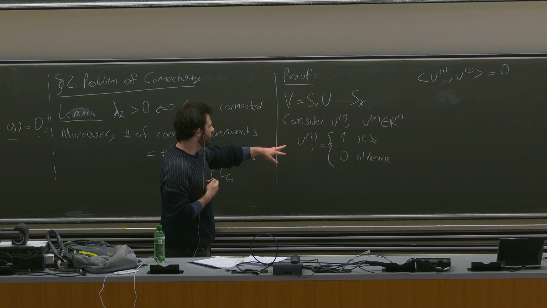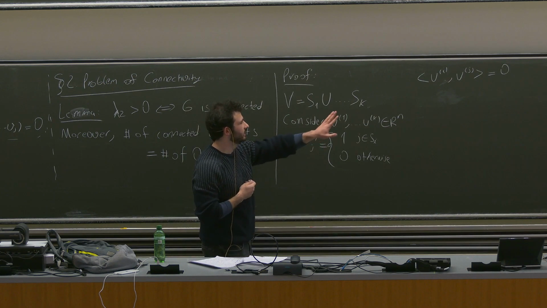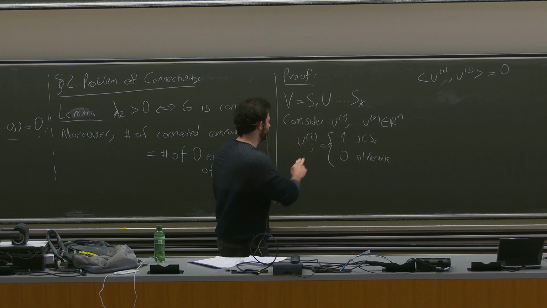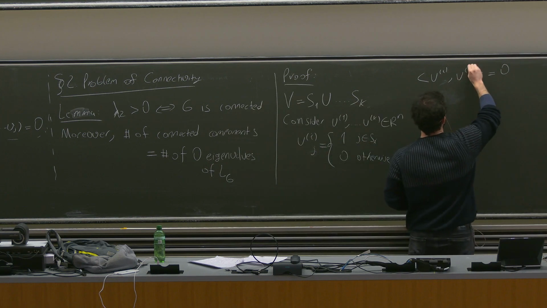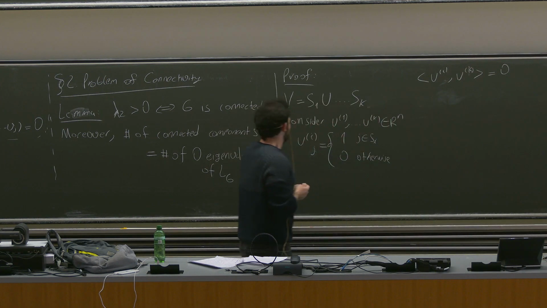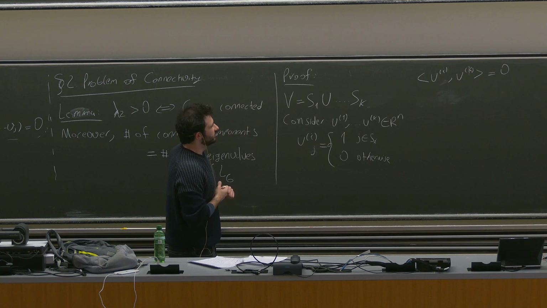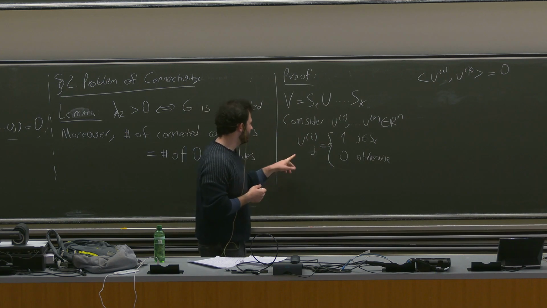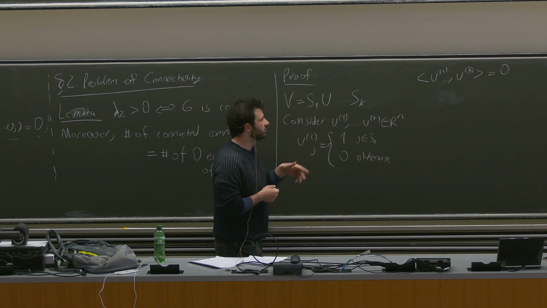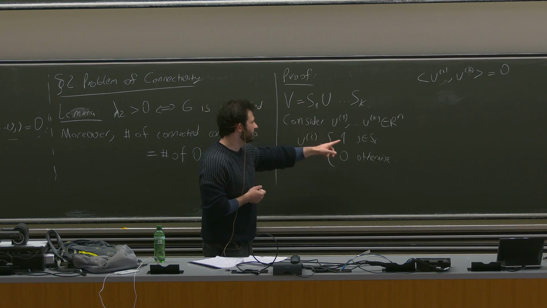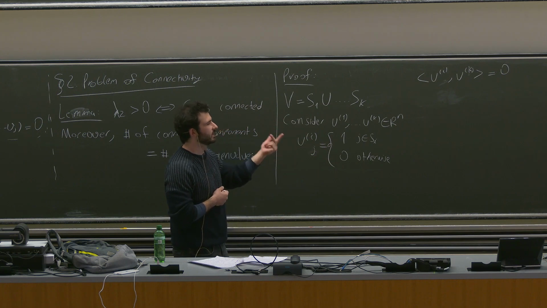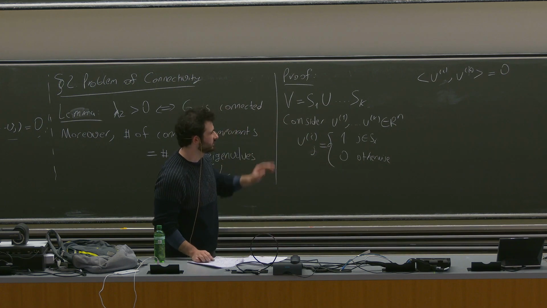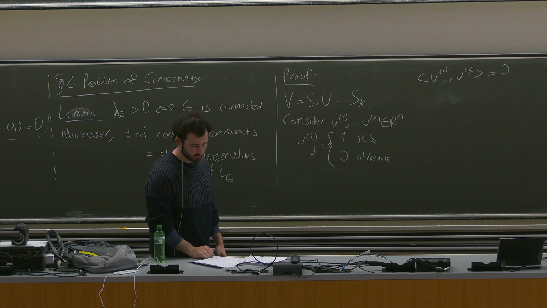Let me explain this again. We take u_i and u_j, and let's call the index k. Let's say we take the k-th element of this inner product. If both of them are 0, we're fine. If one of them is 1, it would mean that the other one is 0, because the same vertex cannot be in two connected components. So this is why the statement is true.